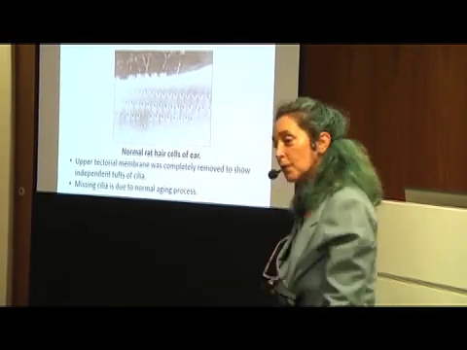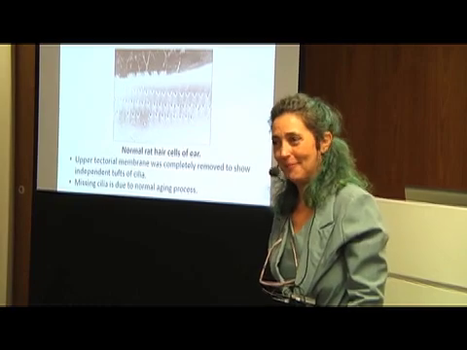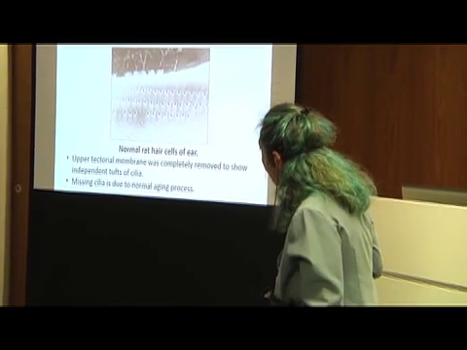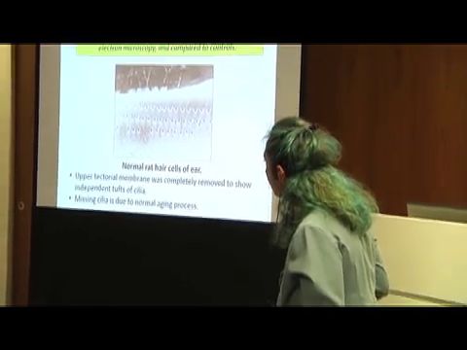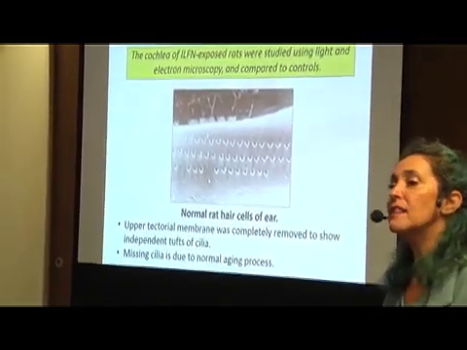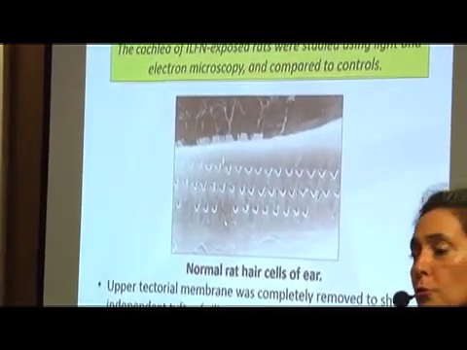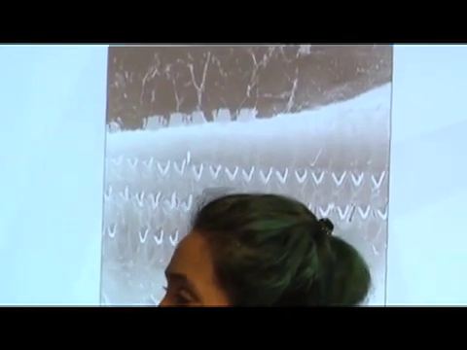These are also made of actin. And notice here you have spaces. They are missing cilia. This is due to the normal aging process. We all, with age, lose our hearing, and the rats do too. So this is normal. What happens in noise?